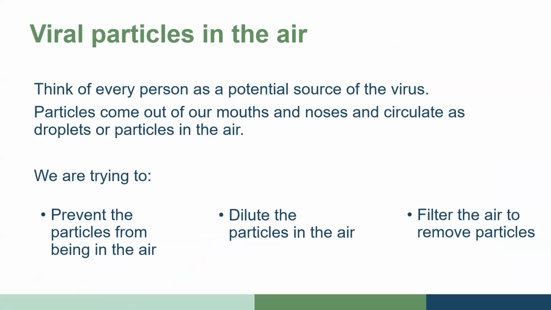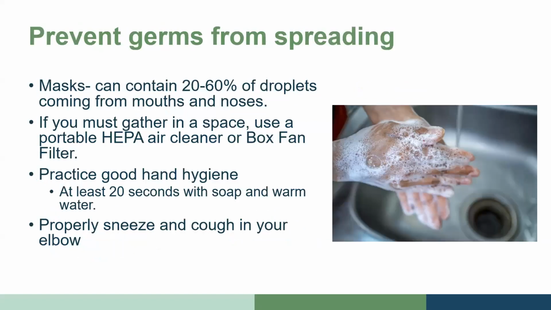Viral particles in the air: if you are in a space with other people, think of every person as a potential source of the virus. Particles come out of our mouths and noses and circulate as droplets or particles in the air. So we are trying to prevent particles from being in the air by wearing masks, diluting the particles by opening windows and doors, and also filtering to remove particles from the air. If you have an air cleaner, you can use that to filter your indoor air, or a box fan filter. If you have an HVAC system, that's also better, and you can filter your indoor air with it. Next slide, please.